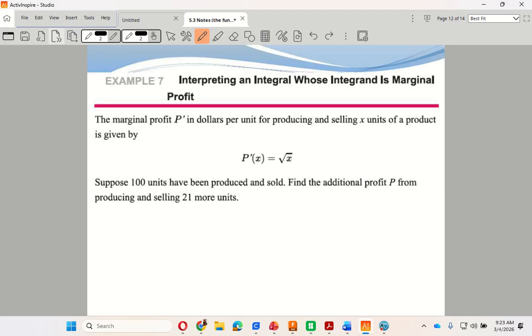The marginal profit, P prime, in dollars per unit for selling x units of a product is given by my function. Suppose 100 units have been produced and sold. Find the additional profit from producing and selling 21 more units. Now, these profit functions are super important.